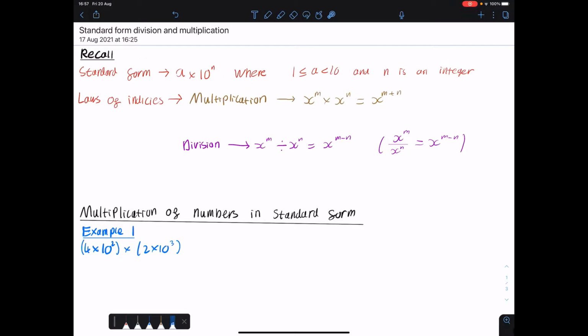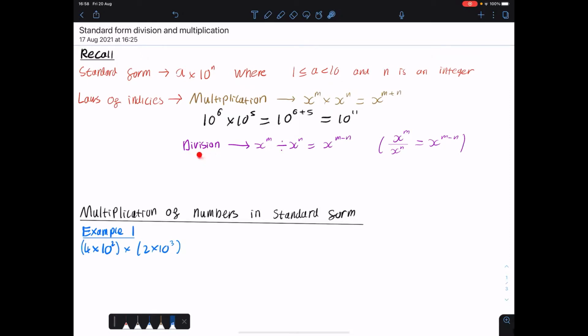Secondly, we need to make sure that we understand our laws of indices. Our laws of indices say that if we have x to the power of m times x to the power of n, that is equal to x to the power of m plus n. So for example, if we have 10 to the power of 6 times by 10 to the power of 5, our laws of indices for multiplication just says that that is equal to 10 to the power of 6 plus 5, which is equal to 10 to the power of 11.